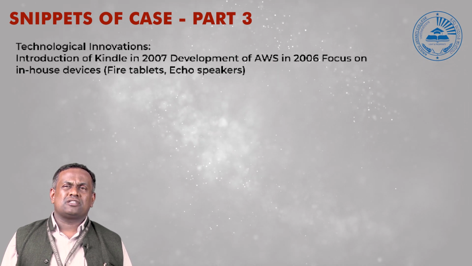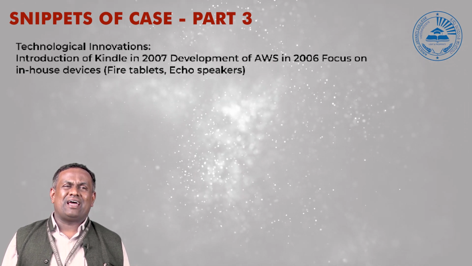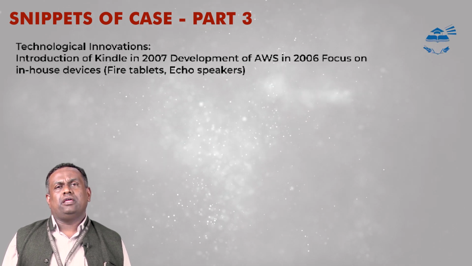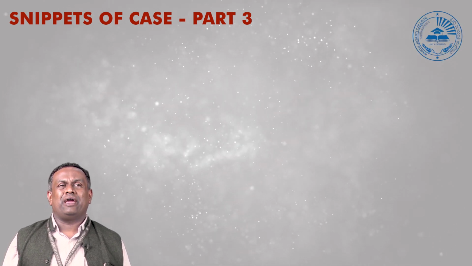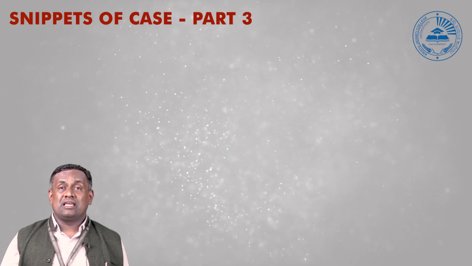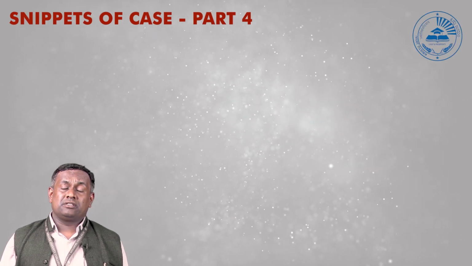It also started to focus on in-house hardware such as Fire tablets and Echo speakers, which support the operations of online buying and selling. Selling in the sense of retailers, and buying for the customers. The third snippet we completed.